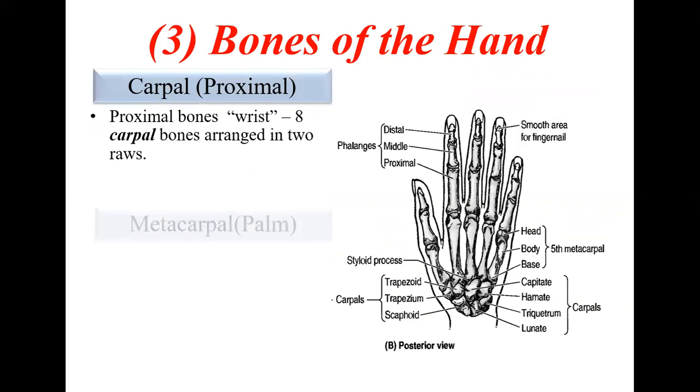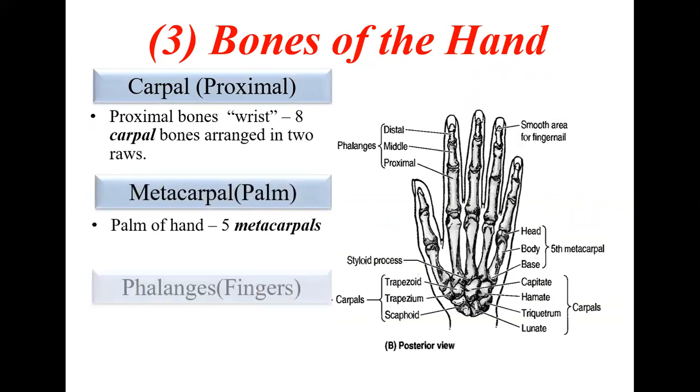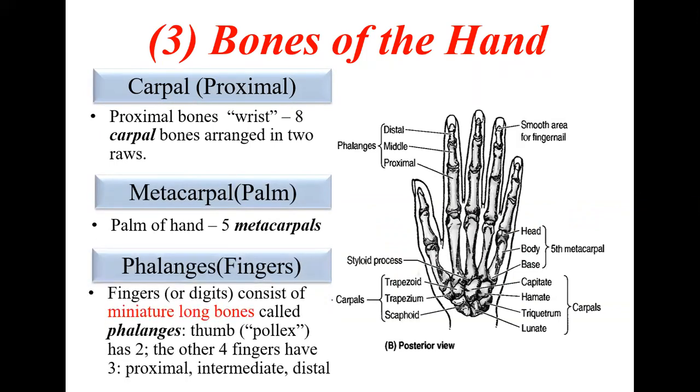Now coming to the bones of the hand. What are the bones of the hand? There are three types of bones here. One is the carpal bones, the small bones here, almost 8 bones. Then we have the metacarpal bones, which are 5, and here we have the phalanges, which are 14. There are 3 in each digit except the thumb, where we have only 2. So these are the three types of bones.